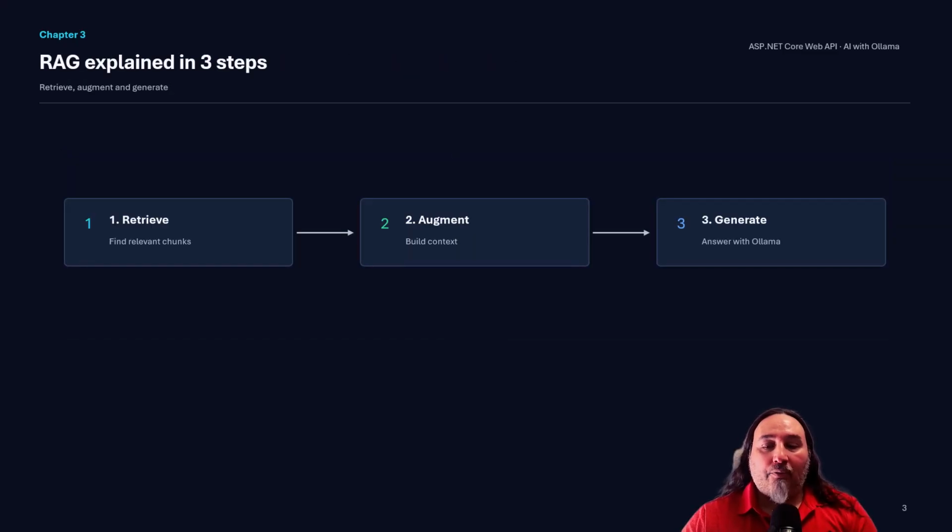I break RAG into 3 steps. Retrieve means search for the chunks that are related to the user's question. Augment means build a prompt that includes those chunks as context. Generate means ask the model to produce the final answer using only that context. A simple phrase for students: first we search, then we ask the AI with evidence.